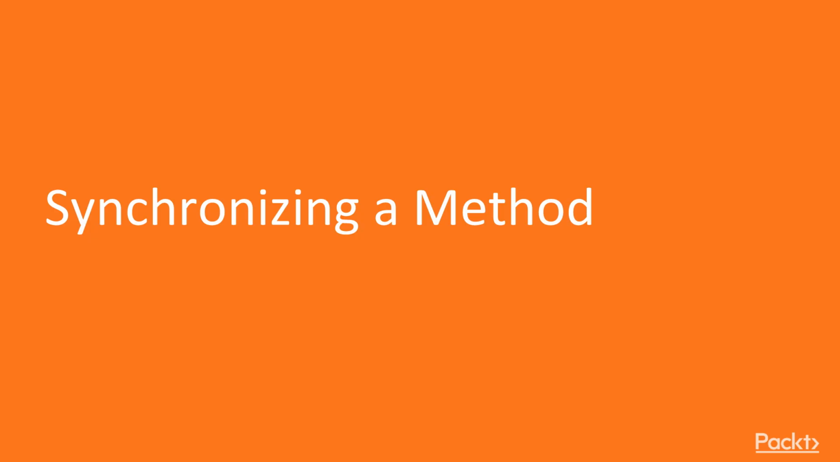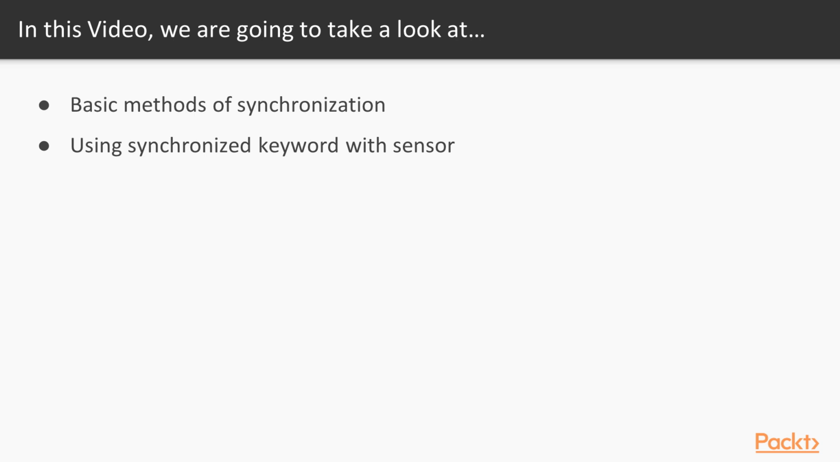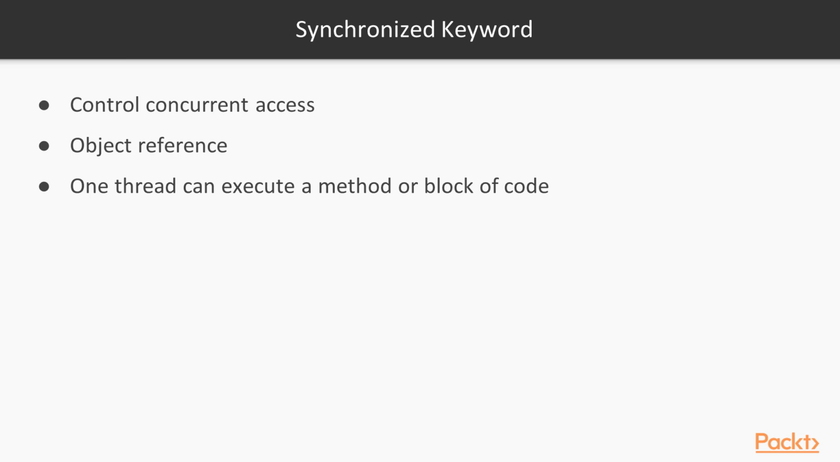Now we move on to the first video of this section that deals with synchronizing a method. In this video we'll learn one of the most basic methods of synchronization in Java, and also how to use the synchronized keyword. One of the most basic methods of synchronization in Java is the use of the synchronized keyword.